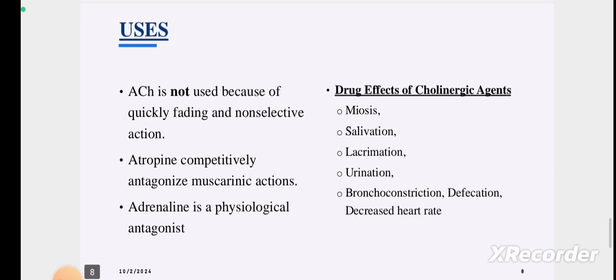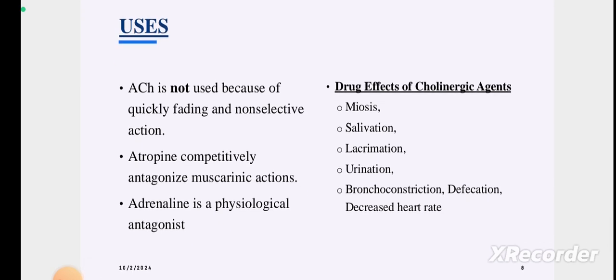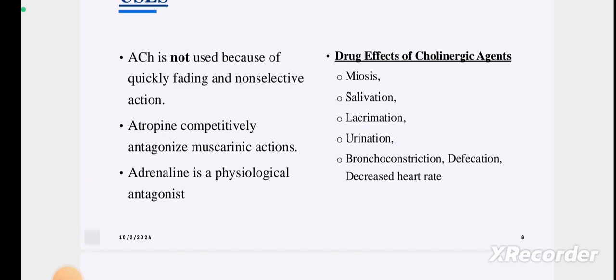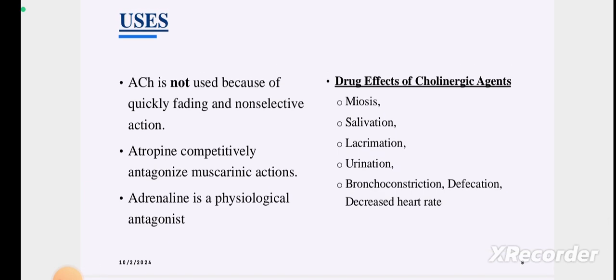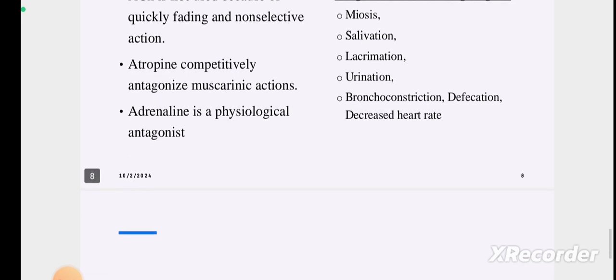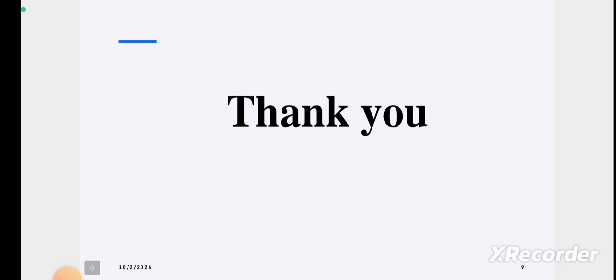Now we come to the uses. Acetylcholine is not used because of its quickly fading and non-selective action. So it is not used. Atropine competitively antagonizes muscarinic actions. This is an important point. We should learn this. Adrenaline is a physiological antagonist. Drug effects of cholinergic agents: we get miosis, salivation, lacrimation, urination, bronchoconstriction, defecation and decreased heart rate. So that was all about cholinergic drugs.